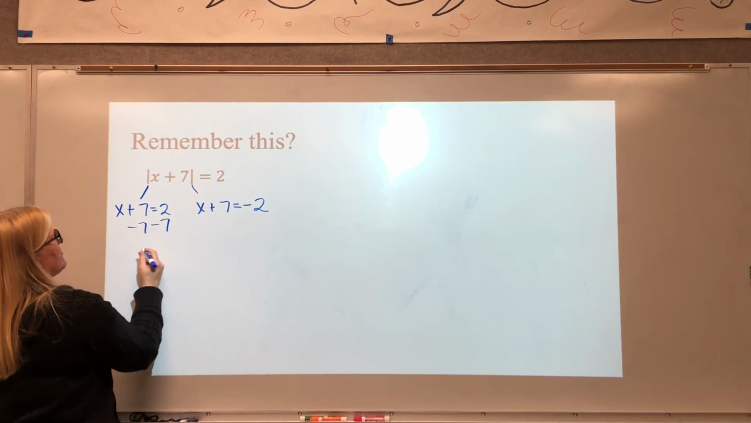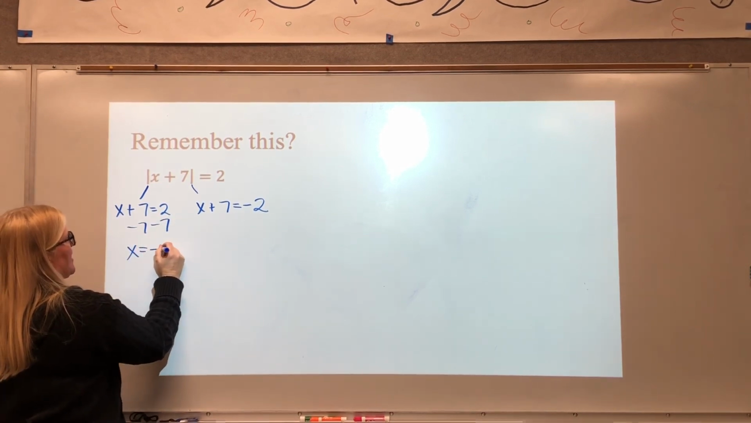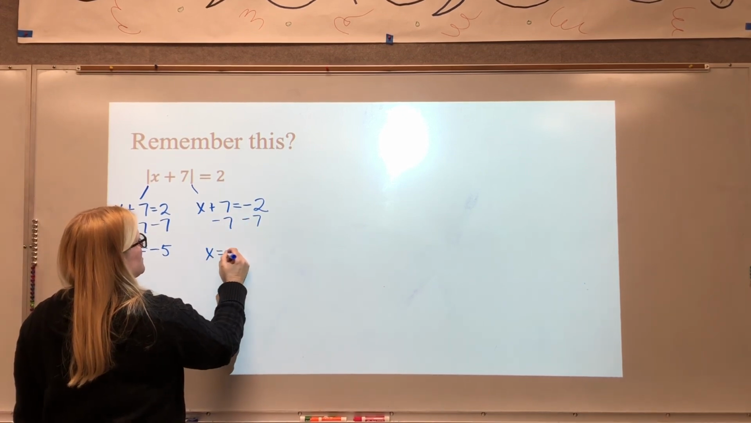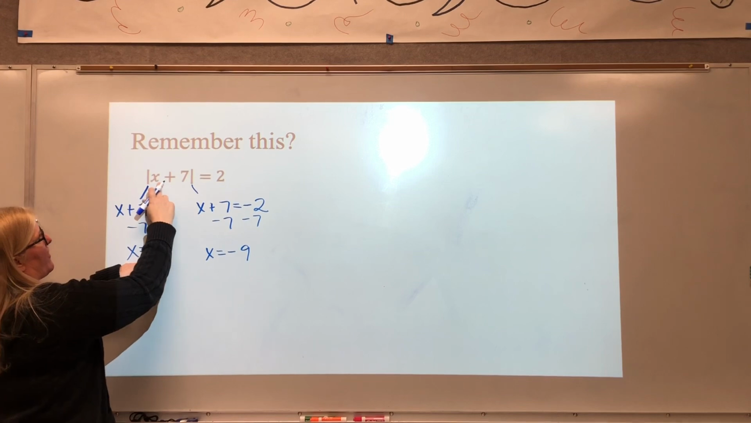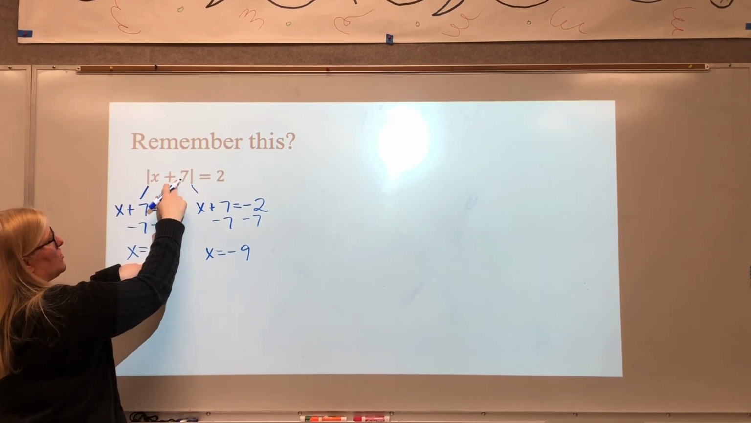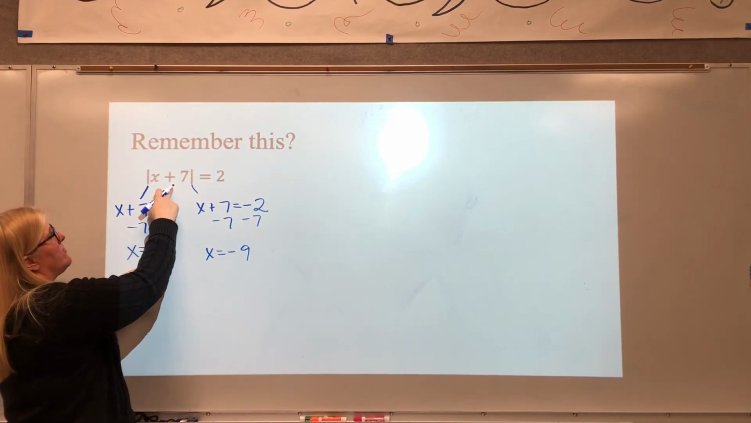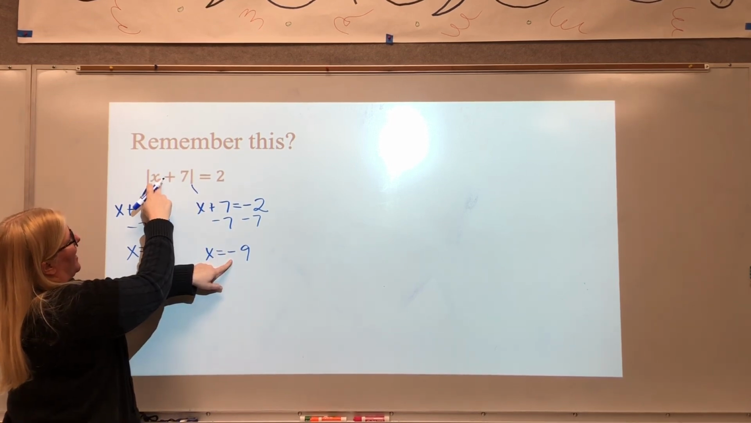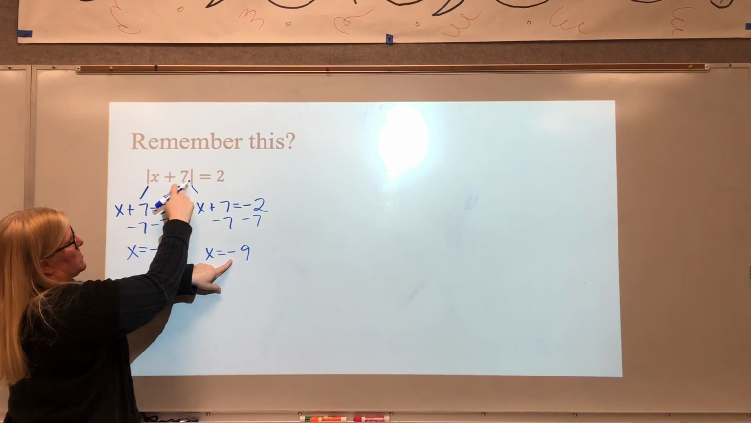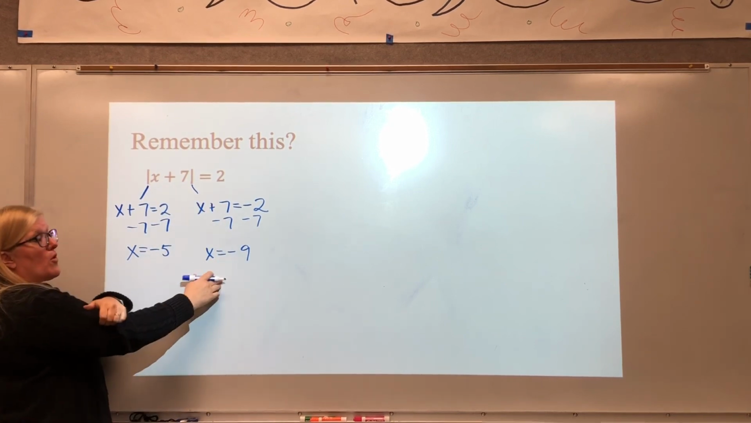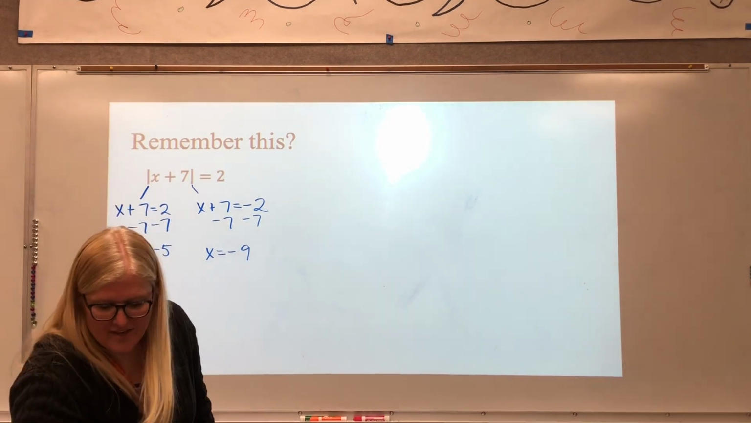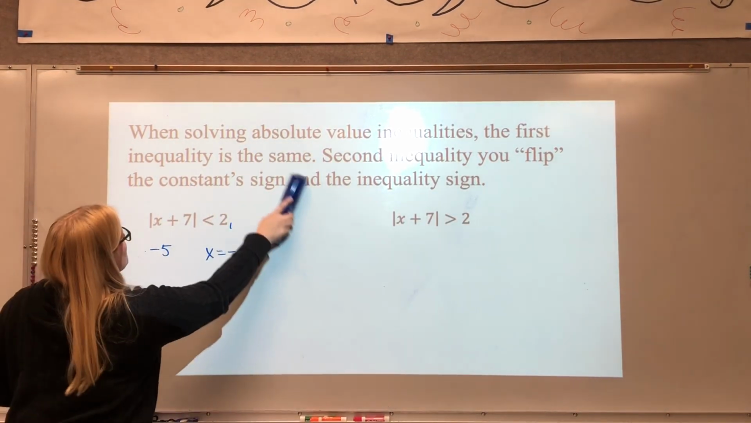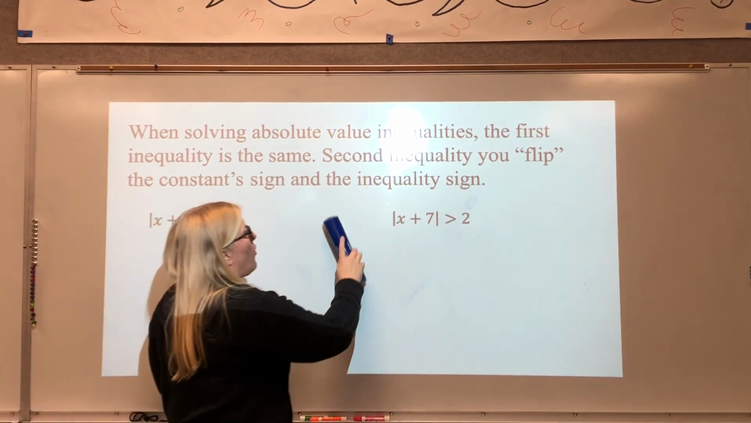So I subtract 7 from both sides, I get x equals -5. Here I subtract 7 from both sides, I get x equals -9. So if I plug -5 in here, I get a +2. The absolute value of +2 is 2. And if I plug in -9, I get -2, and the absolute value of -2 is 2. So they're both correct.